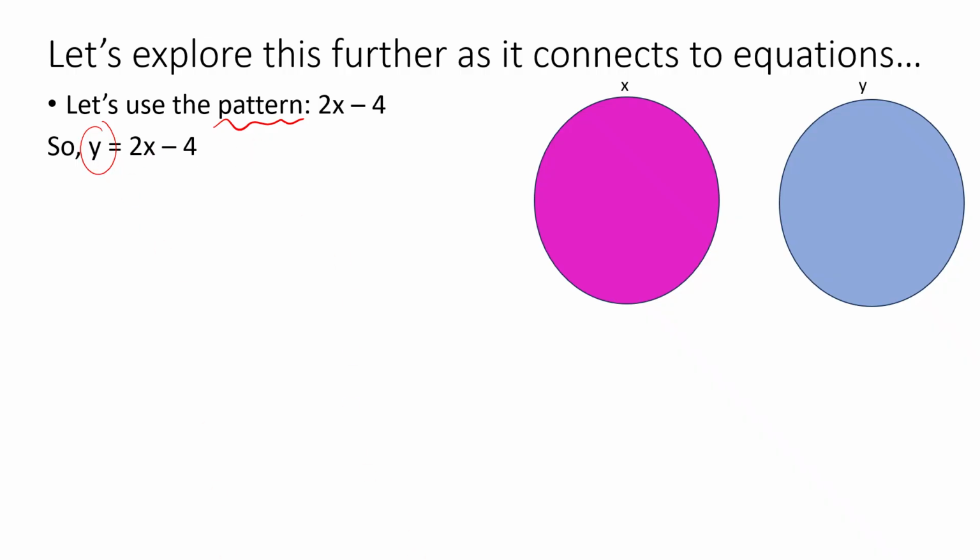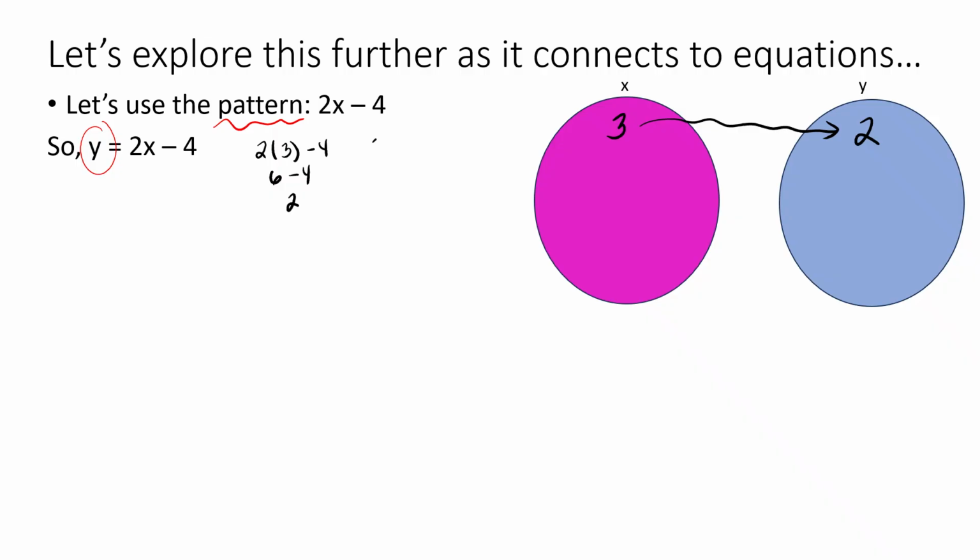So I'm just going to pick an x value. I'm going to pick, I don't know, 3. Okay, and I'm going to use this pattern right here. So 2 times 3 minus 4, 2 times 3 is 6, and 6 minus 4 is 2. So that means I have a 3 in the domain, and that means there is a 2 in my range, and the 3 will map to a 2.